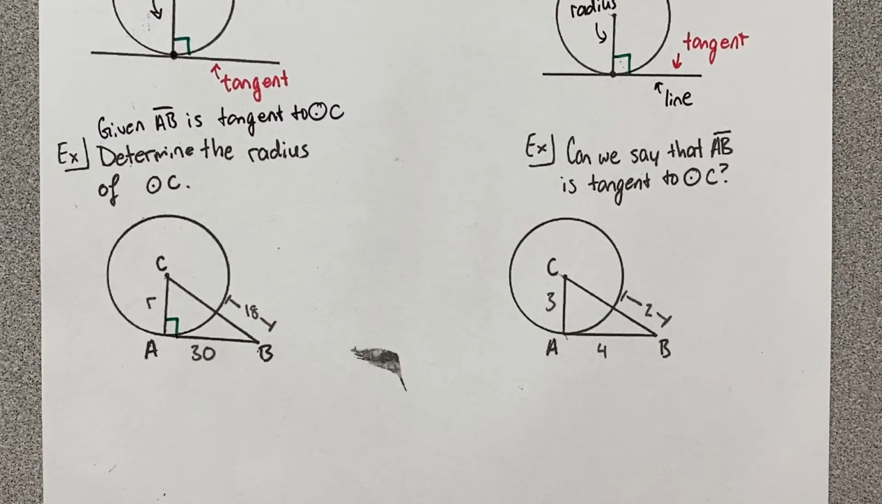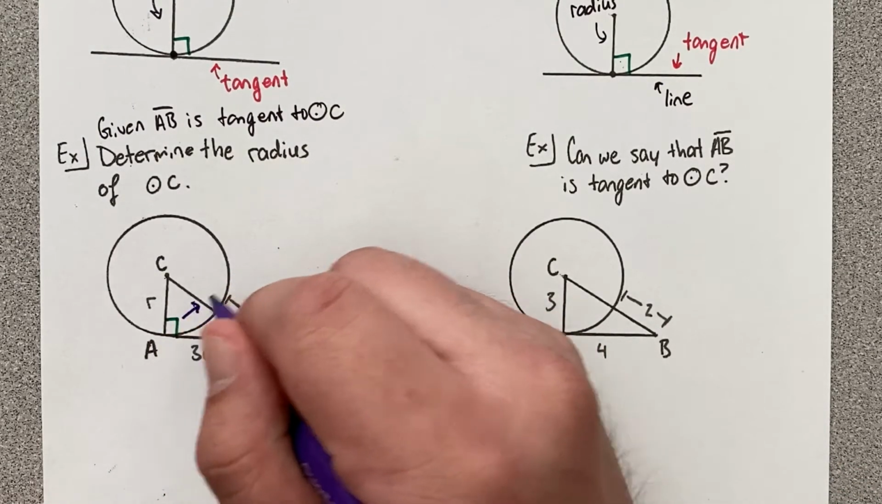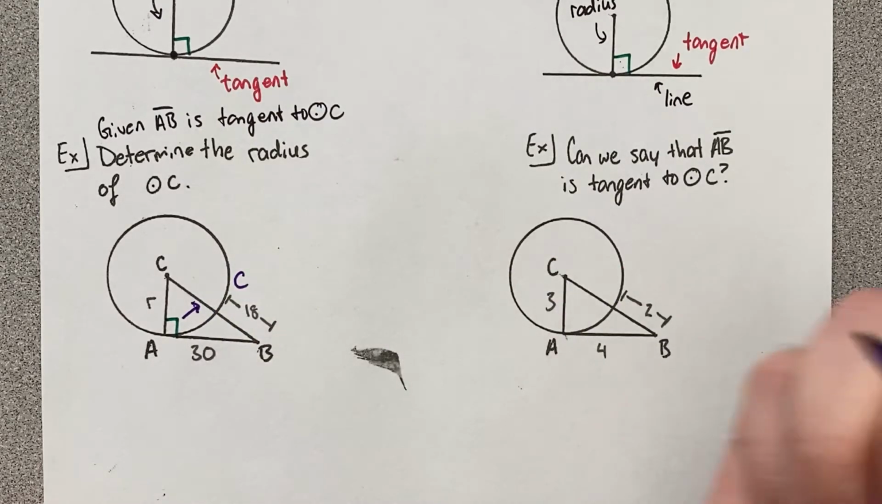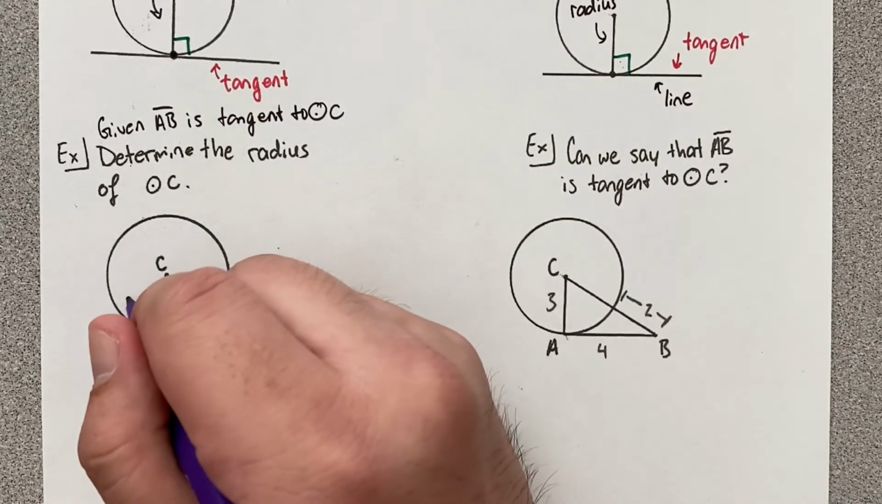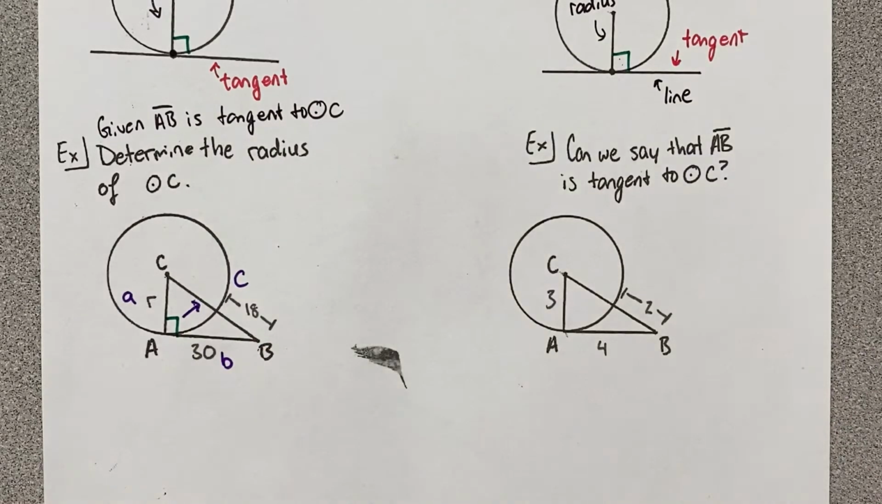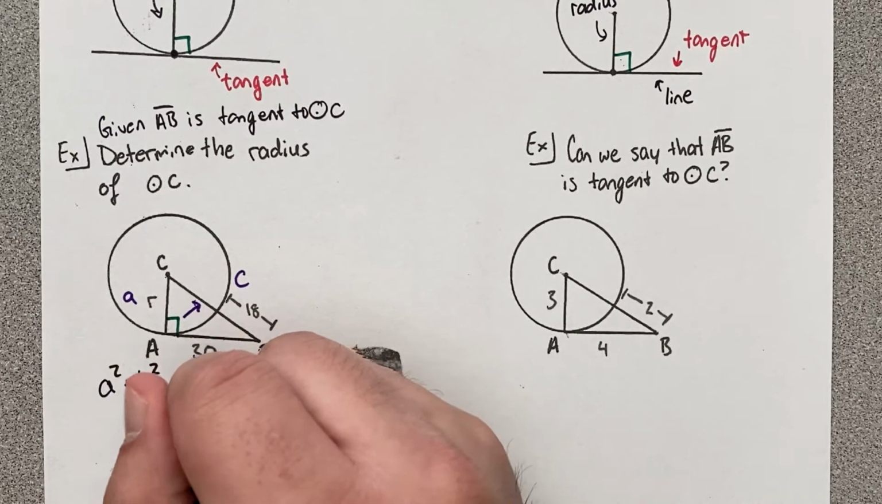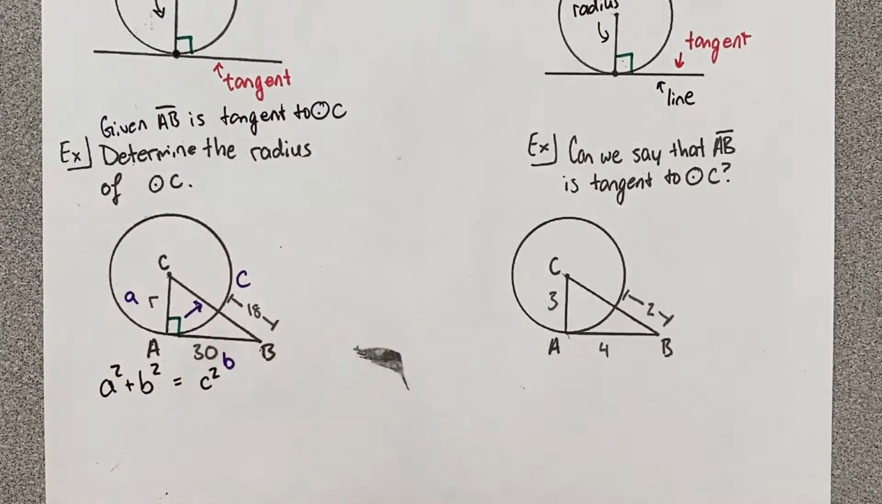Now, a very powerful tool that we can always use, or almost always use, with right triangles is the Pythagorean theorem. For the Pythagorean theorem, we know that the side across from the 90-degree angle is going to be our C, that is our hypotenuse. The other two sides don't really matter. I'm going to call this side A, and I'm going to call this side B right here. So I'm going to plug in, Pythagorean theorem is A squared plus B squared equals C squared.